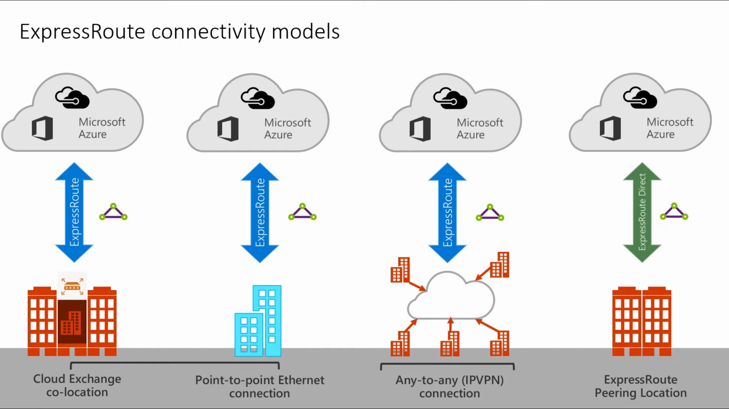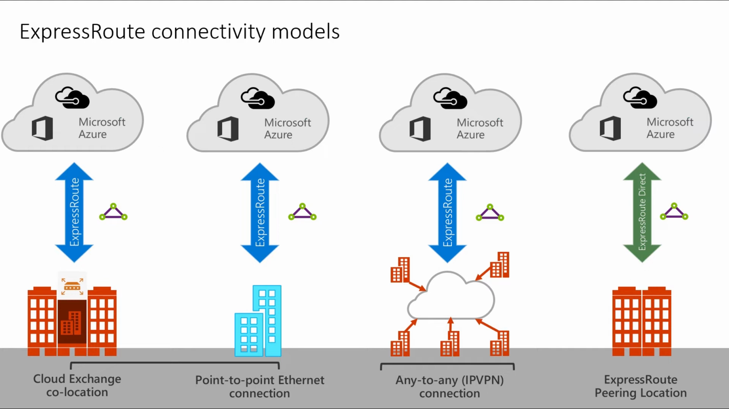Let's talk about the first option. If you are co-located in a facility with a cloud exchange provider, you can order a cross connection to Microsoft Cloud through your co-location provider's Ethernet exchange. Co-location providers can offer either layer 2 cross connection or managed layer 3 cross connection between your infrastructure in a co-location facility and Microsoft Cloud. For point-to-point Ethernet connection, again, you go for layer 2 connection or managed layer 3 connection between your site and Microsoft Cloud, depending upon what your provider offers.